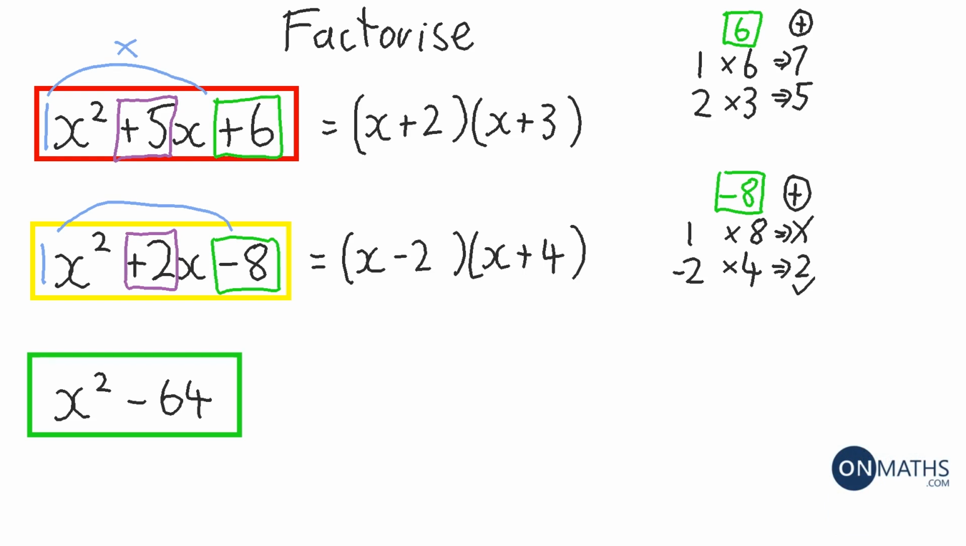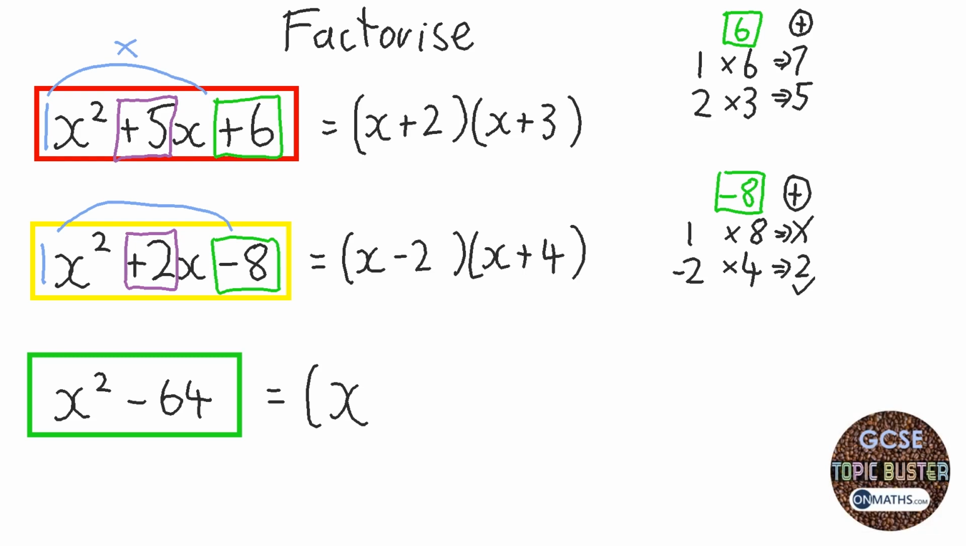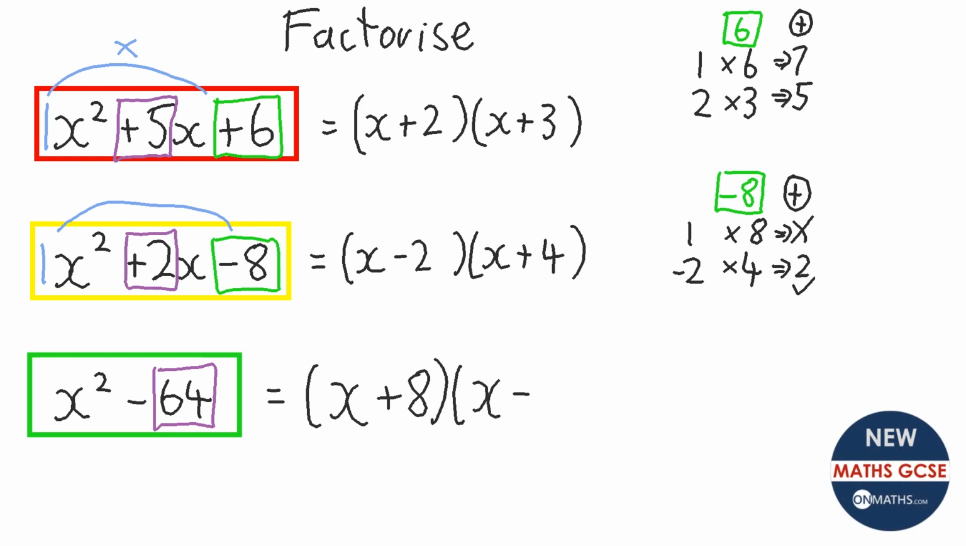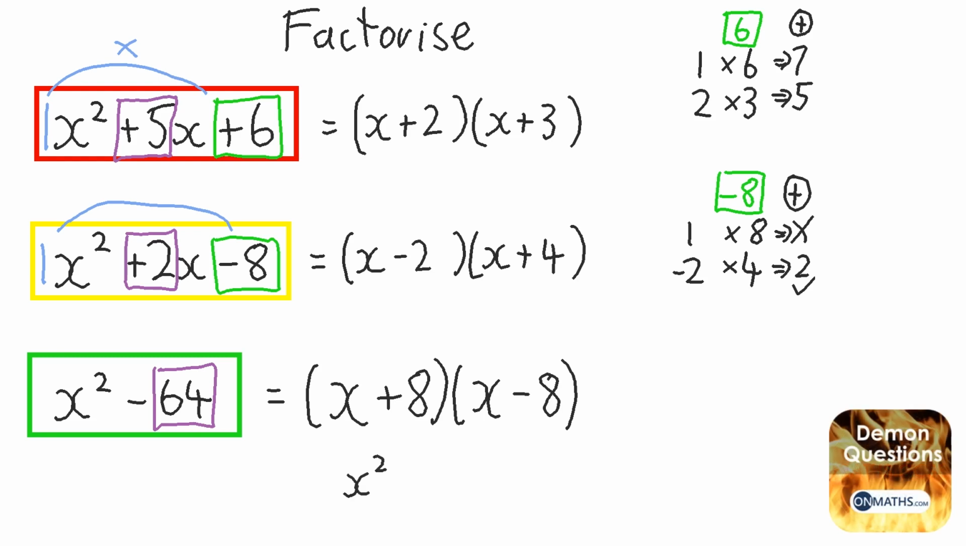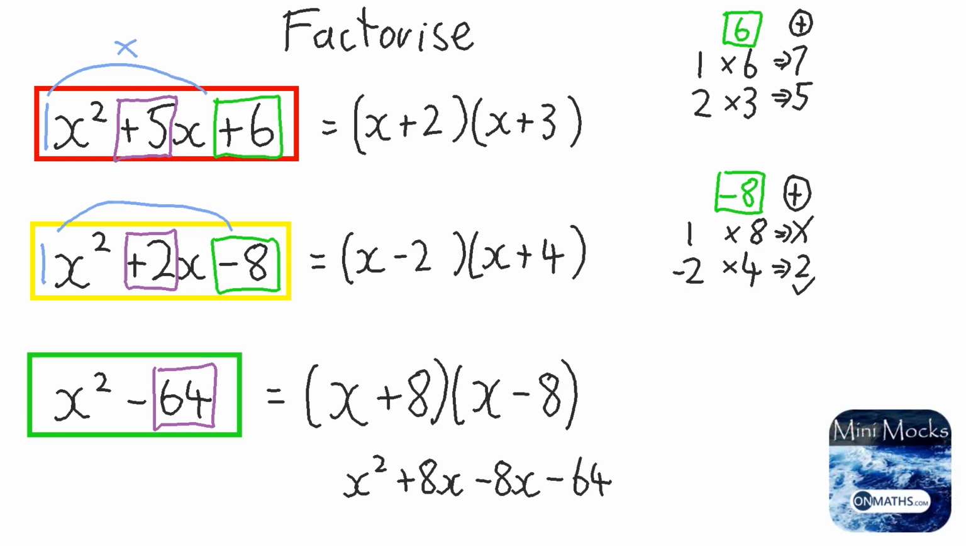Okay, last one is the difference of two squares. You either know it or you don't. This second number here will always be a square number. It's a bit of a dead giveaway. So the way of doing this is just add the square root of that second number and minus the square root of that second number. If you expand that, you get x squared plus 8x minus 8x, and then minus 64. Minus 8 times 8 is minus 64. These two cancel each other out, and we're just left with x squared minus 64.